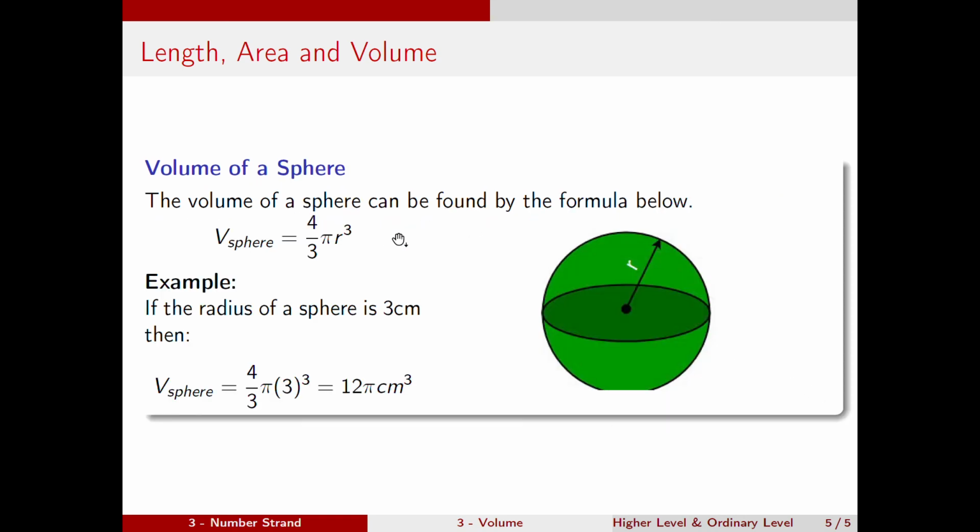The volume of a sphere can be found by the given formula, 4 over 3 pi r cubed. So if we took an example where we say that the radius is 3 centimeters, then the volume of the sphere is 4 over 3 pi times 3 cubed, which is equal to 36 pi centimeters cubed.